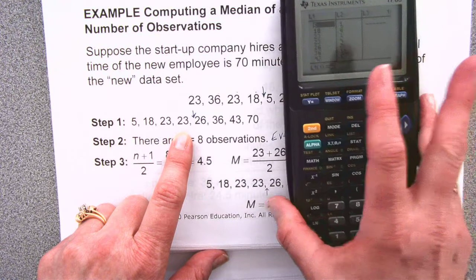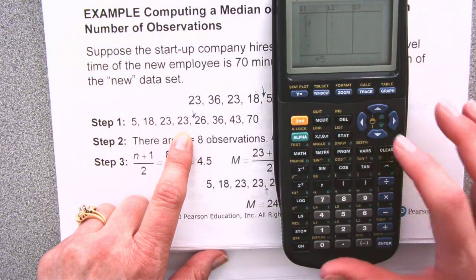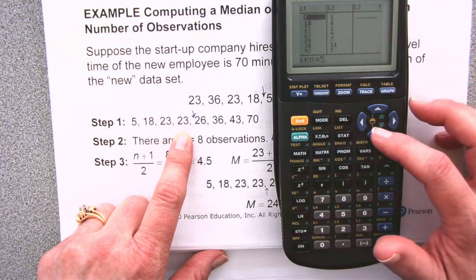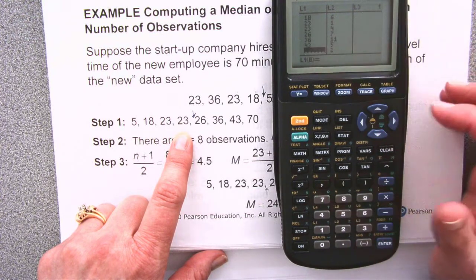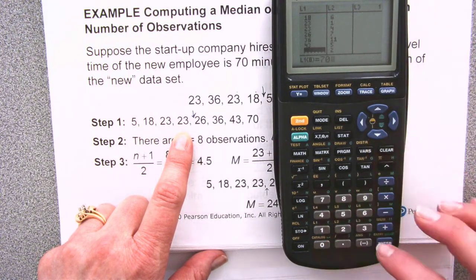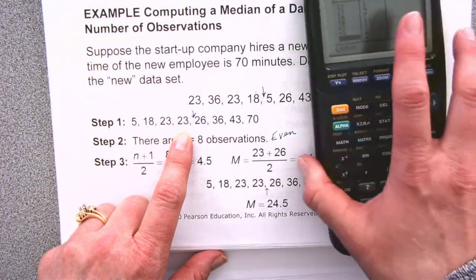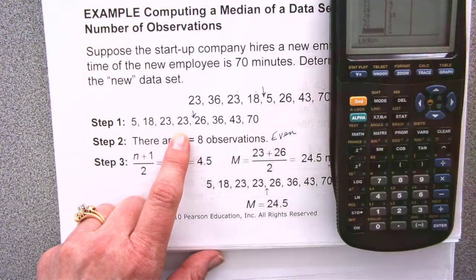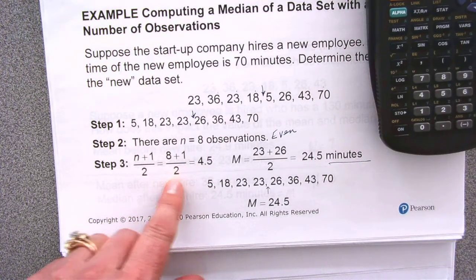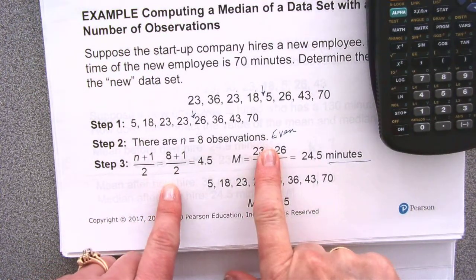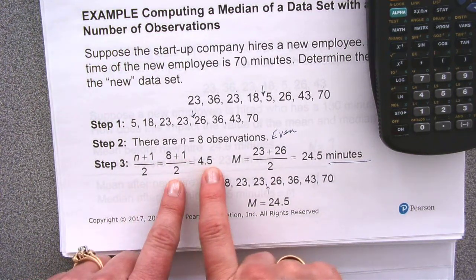So if you want to add another data point, just go to Stat, Edit. We're already in the list, so once you're in the list, you just go down to the bottom of it until there's a blank, and then put in the next value, which is 70. Okay? All right. And the 70 is the largest one, so they're already in order in there, right? Okay, so since there are 8 observations, you're going to take 8 plus 1 and divide it by 2. So that gives you 4.5.